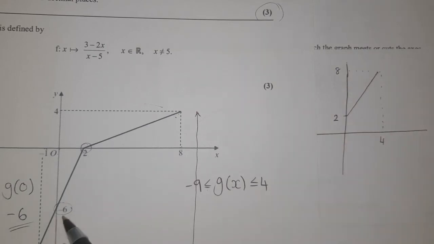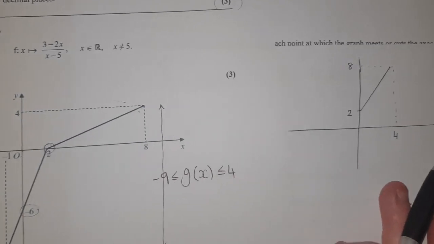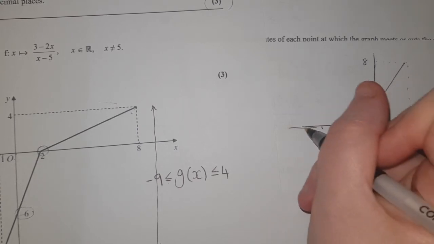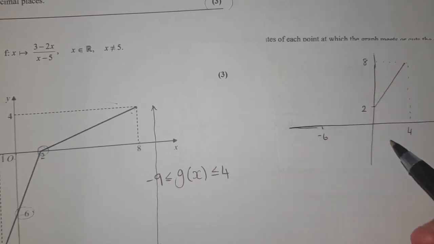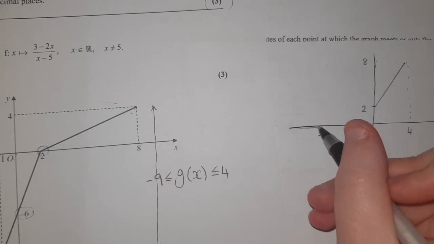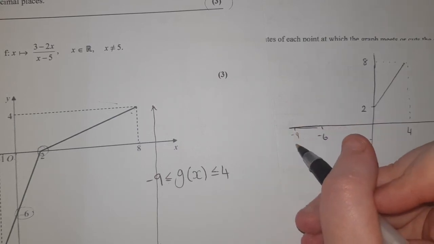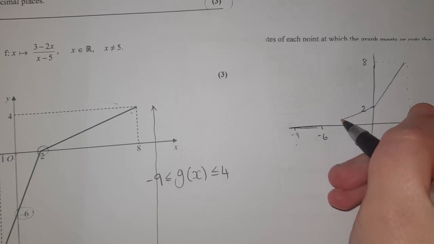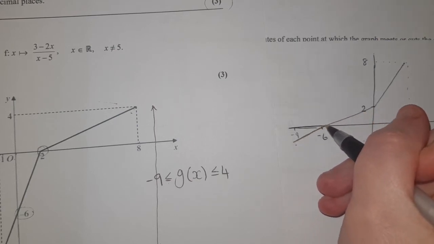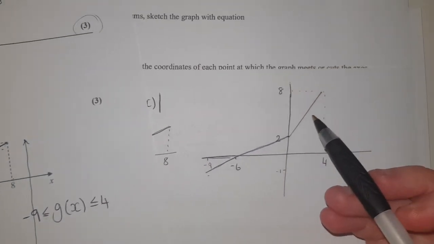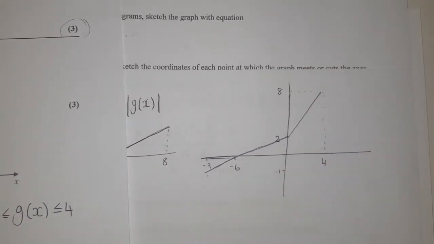Okay, and then the point down here where it crossed the y-axis, it crossed at minus 6, so it's now going to cross the x-axis at minus 6. And then where it used to finish at minus 9, it's now going to finish at minus 9 that way and only minus 1 down, so it's going to finish there, which means you're going to get a line that looks like that. So I've got my inverse function, which is just a reflection in the line y equals x.